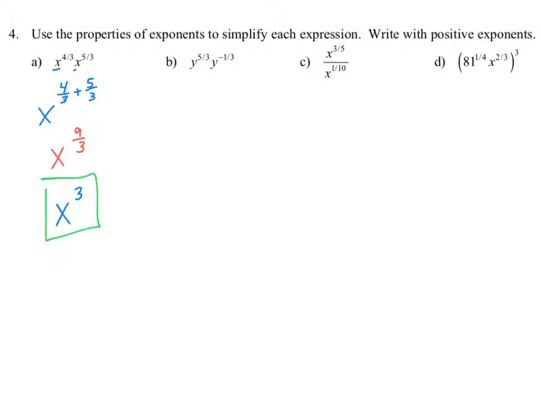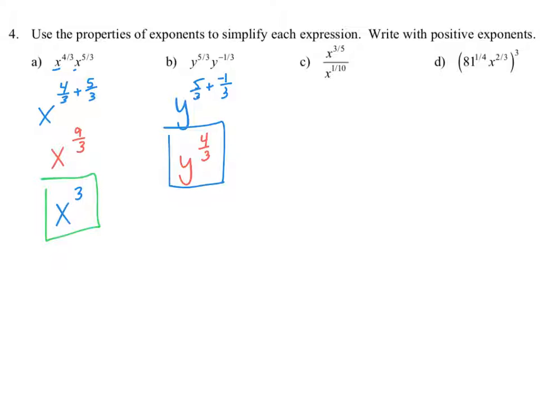In part B, we want to add those exponents together as well because the bases of y are the same. So we could write this as y to the 5/3 times y to the negative 1/3 is the same thing as a base of y raised to the 5/3 plus a negative 1/3. When you simplify this, you get y to the 4/3, and we can leave our answer with positive exponents, and y to the 4/3 power is our final answer.